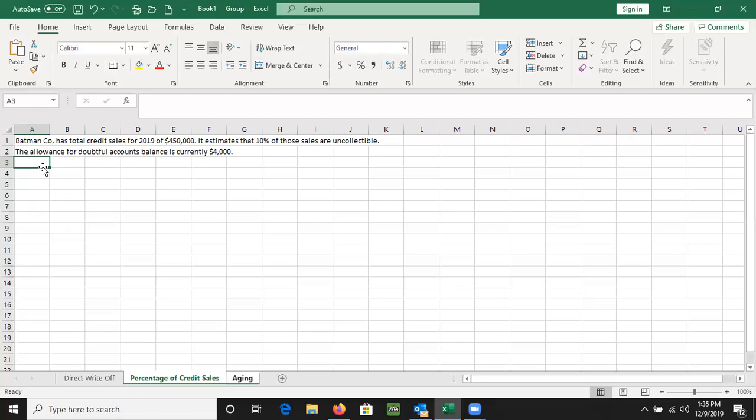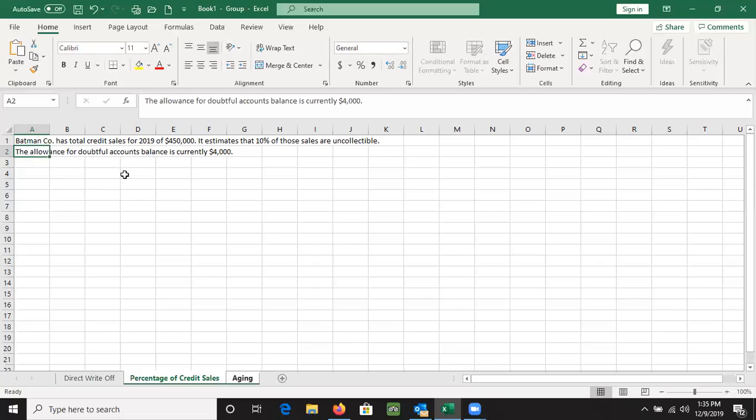Batman Company has total credit sales for 2019 of $450,000. It estimates that 10% of those sales are uncollectible. Okay? The allowance for doubtful accounts balance is currently $4,000. So under the allowance method, we will use this account, the allowance for doubtful accounts. Again, it's a contra asset account.